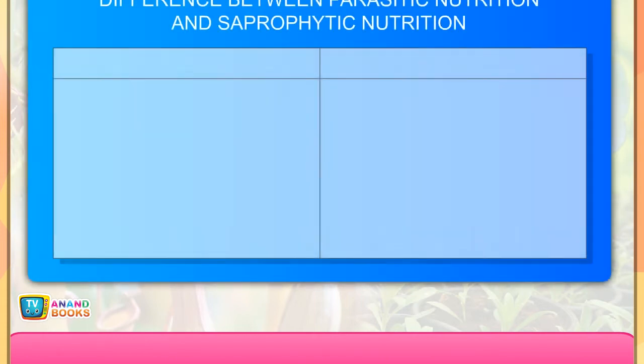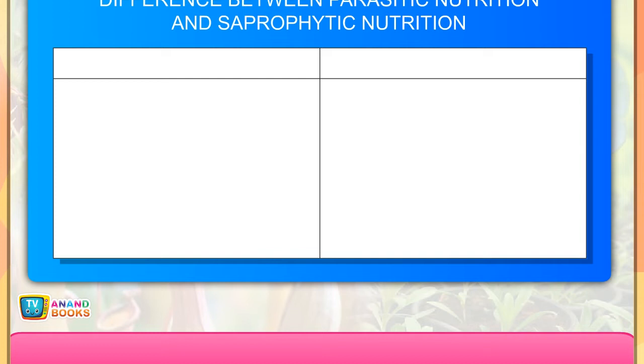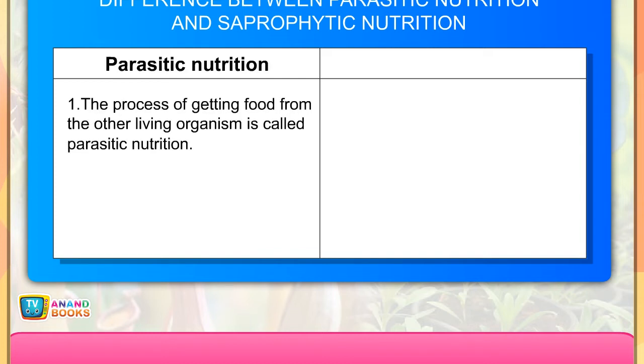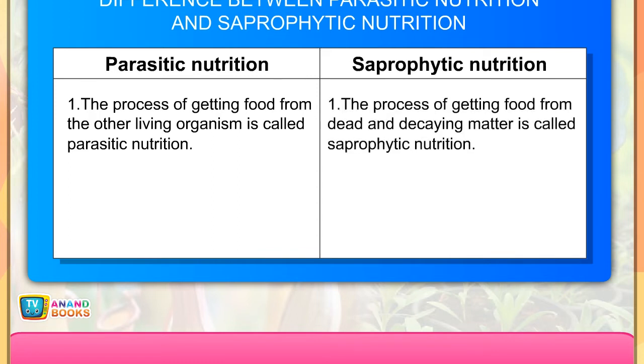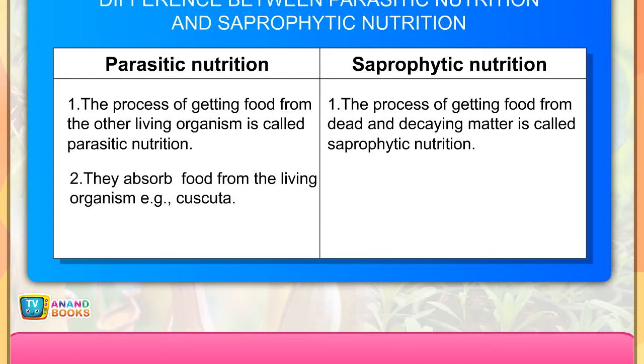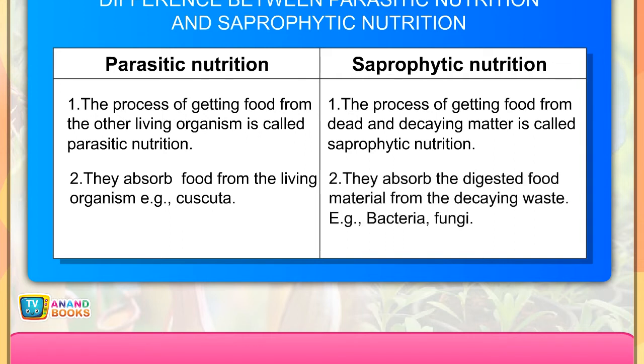Difference between parasitic nutrition and saprophytic nutrition. Parasitic nutrition. Number 1. The process of getting food from the other living organism is called parasitic nutrition. Saprophytic nutrition. Number 1. The process of getting food from dead and decaying matter is called saprophytic nutrition. Parasitic nutrition. Number 2. They absorb food from the living organisms. Example, Cuscuta. Saprophytic nutrition. Number 2. They absorb the digested food material from the decaying waste. Example, bacteria, fungi.